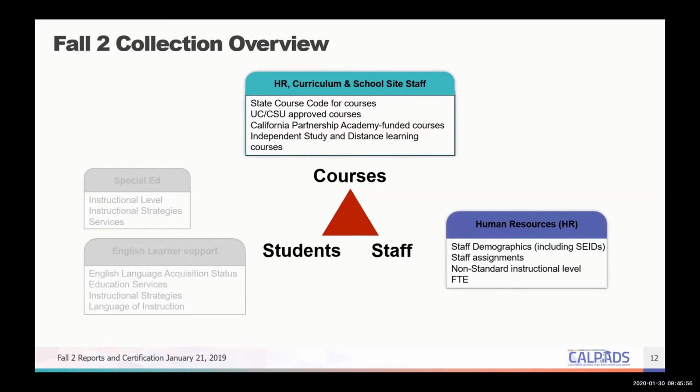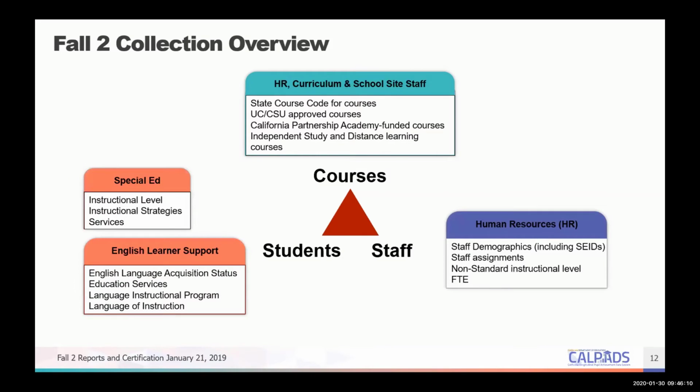And then you also have to coordinate with your human resources with regards to collecting data regarding staff demographics, staff assignments, and the staff members' FTE. And for specific groups of students, you also have to coordinate with your special ed with regards to instructional level in the courses, just to identify what courses are specific to special ed. You also have to work with your English learner staff to be able to identify those students who are ELs and what courses are providing EL services, and also the credentials that those teachers have if they're EL services credentialed.